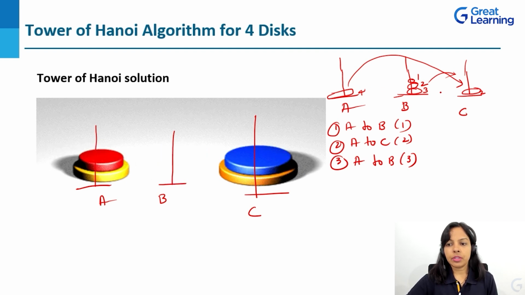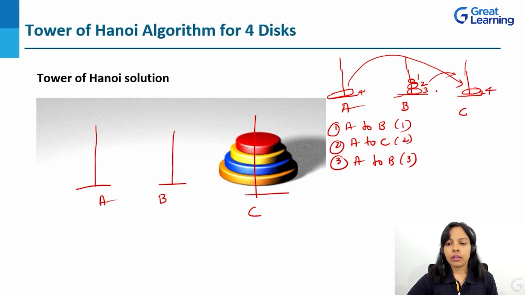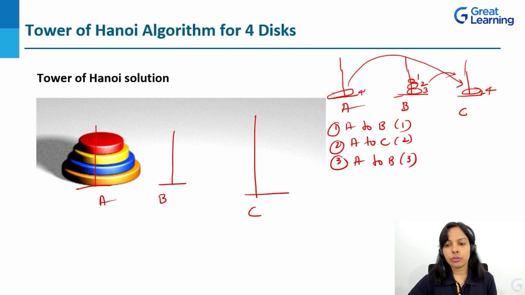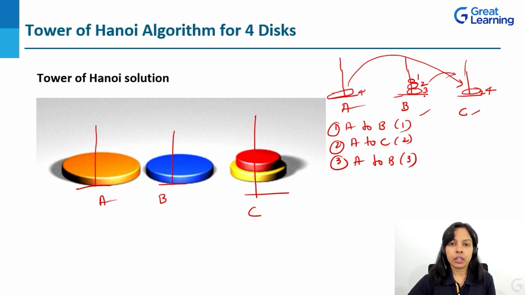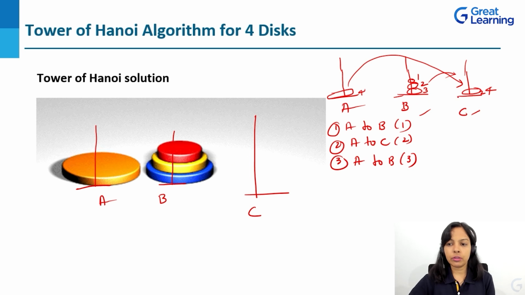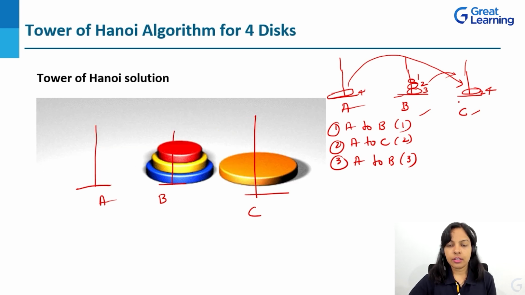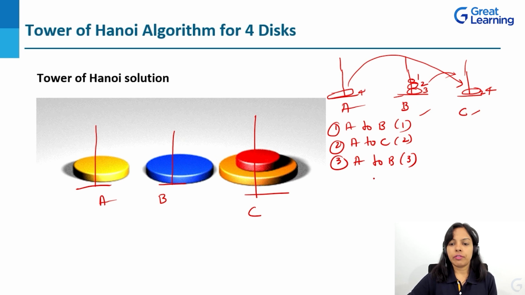So now A is empty. C is having the largest disk, that is the fourth disk over here. And then these 3 have to be shifted to C now. So to shift from tower B to C, the 3 disks is the same problem as solving Tower of Hanoi for 3 disks, but the tower here is from B to C. Yes or no? So the same thing will follow after that.